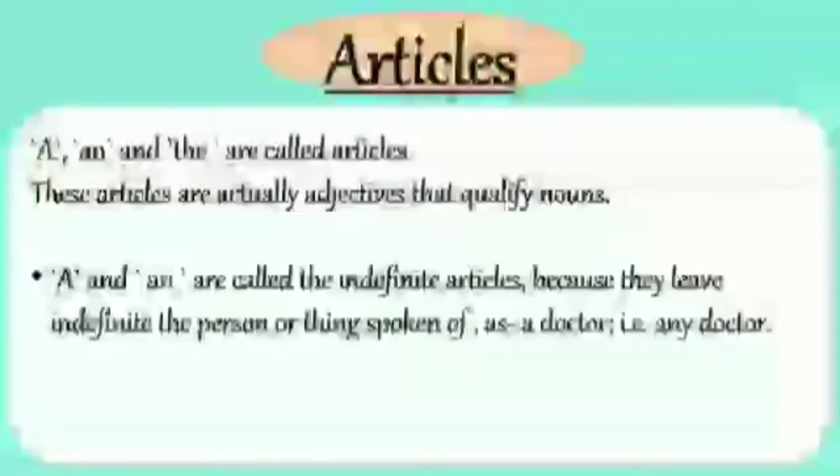A and an are called the indefinite articles. Why? Because they leave indefinite the person or thing spoken of. For example, a doctor. That can be any doctor. I am not talking about a specific doctor. So that's why a and an are called indefinite articles, because they leave indefinite the person or thing spoken of.